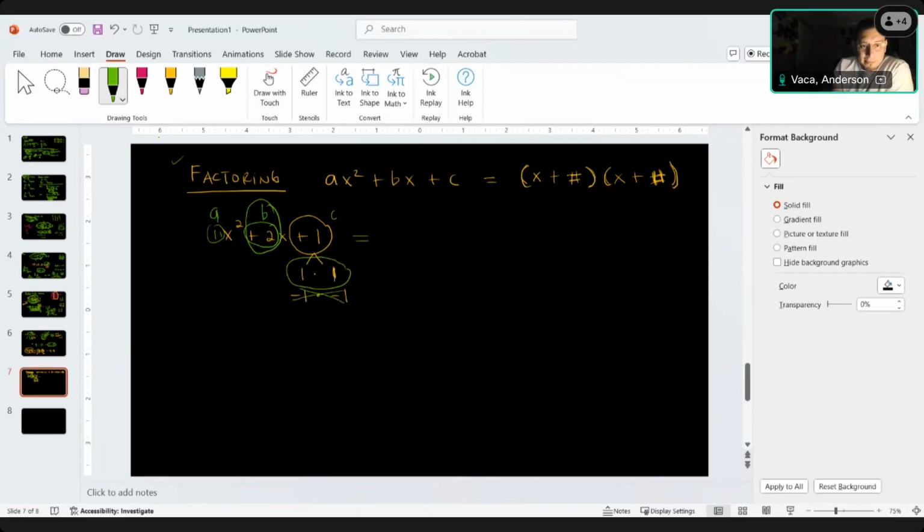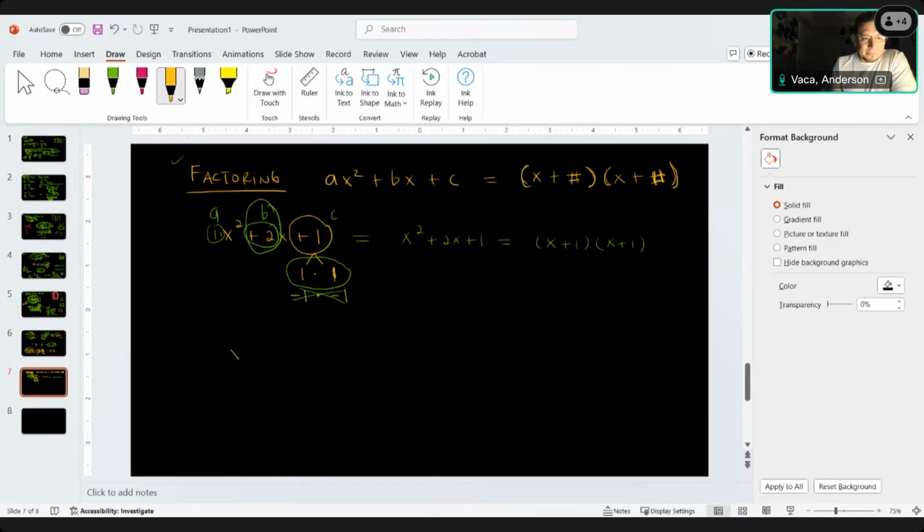So what happens is that I can then say that this expression, x squared plus 2x plus 1, can be written as x plus 1, and the other parentheses will be x plus 1 as well. So there it is. There is factoring. Of course, this would be the simplest example, but nothing wrong with starting simple and then making things a little bit more complicated.